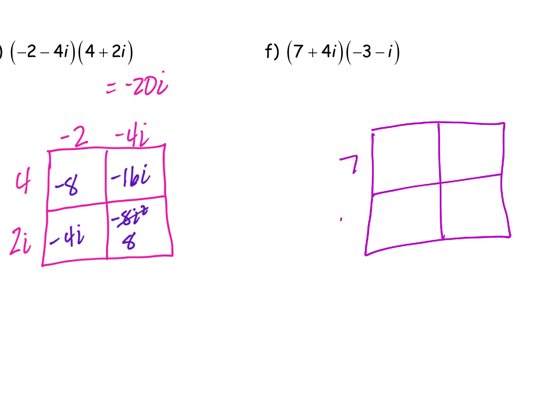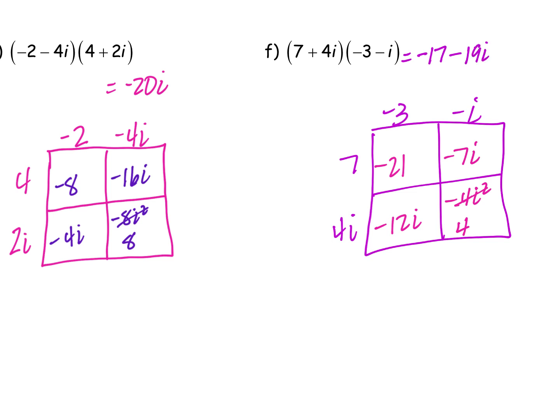And then we've got 7 and 4i and negative 3 and negative i. So I've got negative 21, negative 7i, negative 12i, and negative 4i squared, which becomes positive 4. So my answer is going to be negative 17 minus 19i.